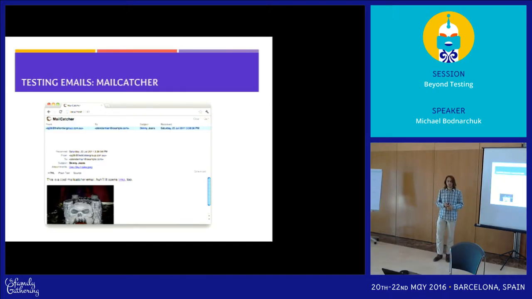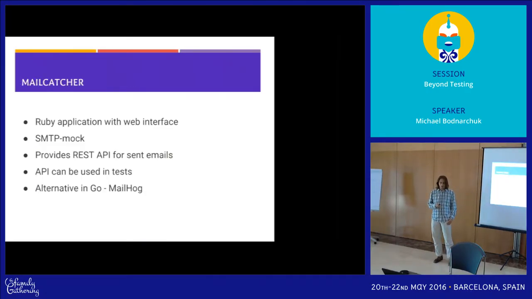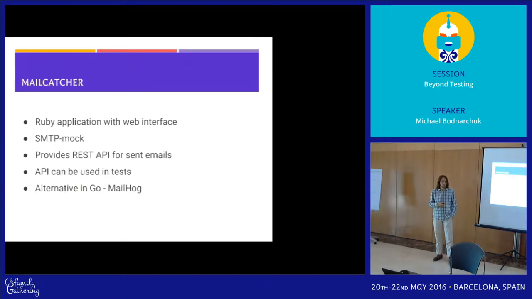So in tests, we can access this server and check if an email arrived. It's really important for things like forgot password functionality, which are hard to test in other ways, and so on. So it's a must have. It's a Ruby application, but there is an implementation in Go and probably in other languages, because this approach is quite popular. And yeah, as I said, it mocks SMTP. Sorry.